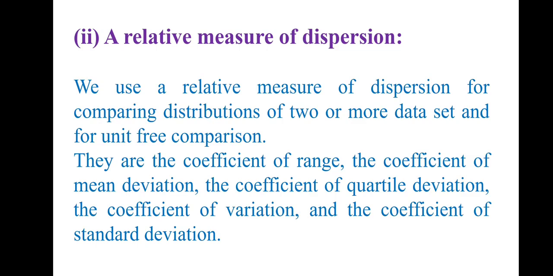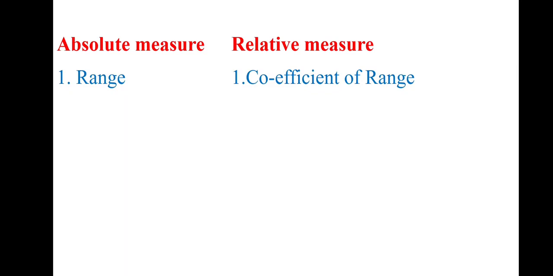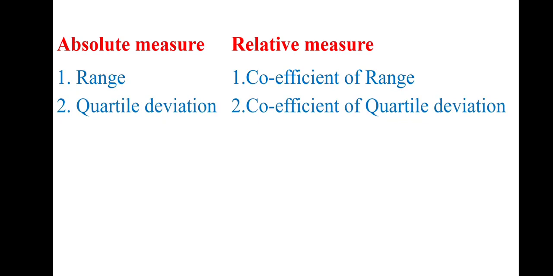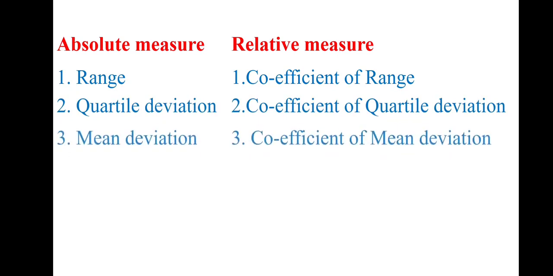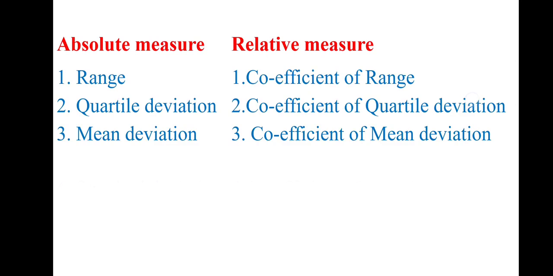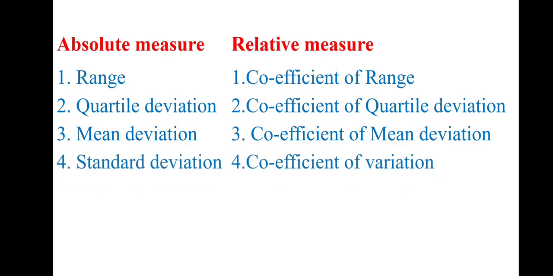In this unit we are going to study both absolute measures of dispersion and relative measures of dispersion. What are those absolute and relative measures? Look at that. These are different types. Range, coefficient of range, quartile deviation, coefficient of quartile deviation, mean deviation, coefficient of mean deviation, standard deviation, coefficient of variation. These are the absolute measures and relative measures. Relative measures always depend on absolute measures.